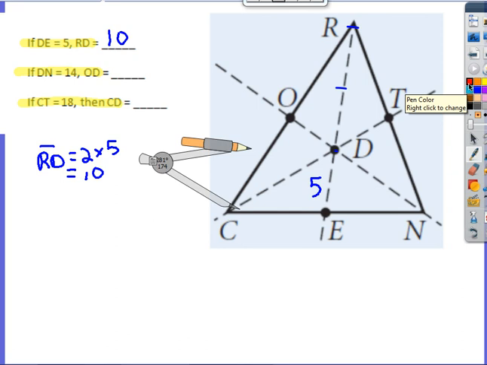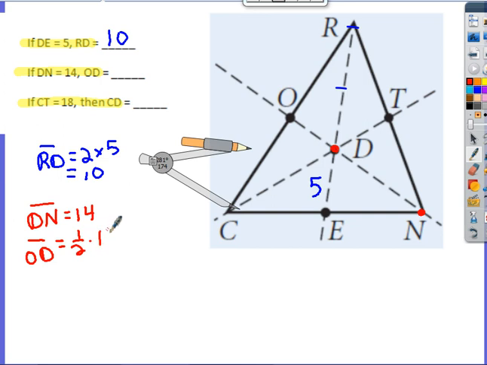Again, if you haven't done the second one, please pause the video and try the second one. But if DN equals 14, and they want to know what OD is, so you have D to N is 14. Now that looks like the longer side, which means OD is going to be 1/2 of the longer side, which is 7.